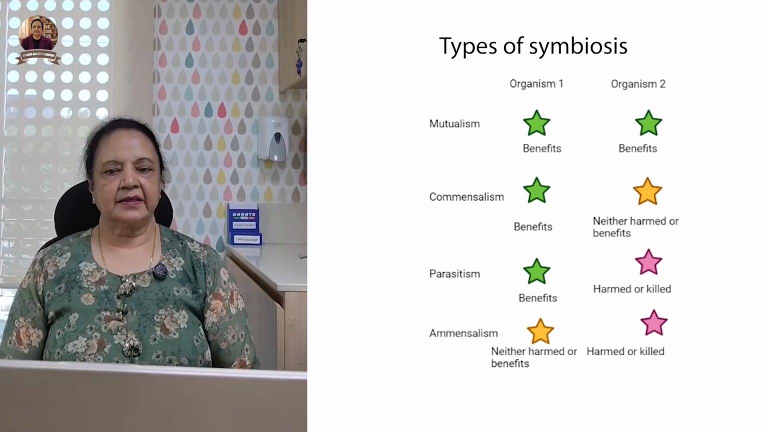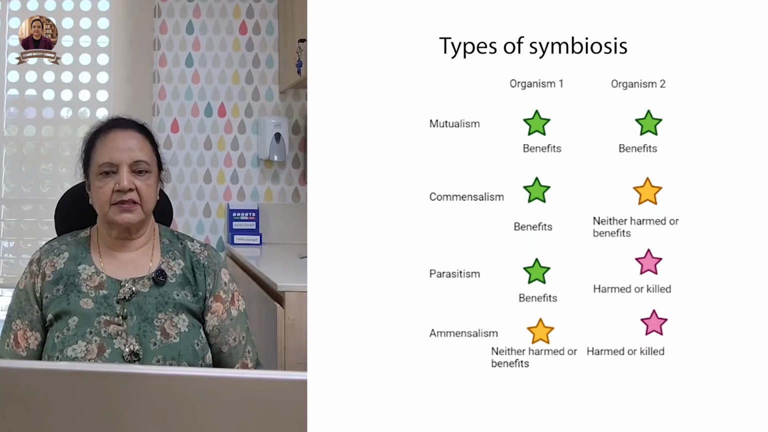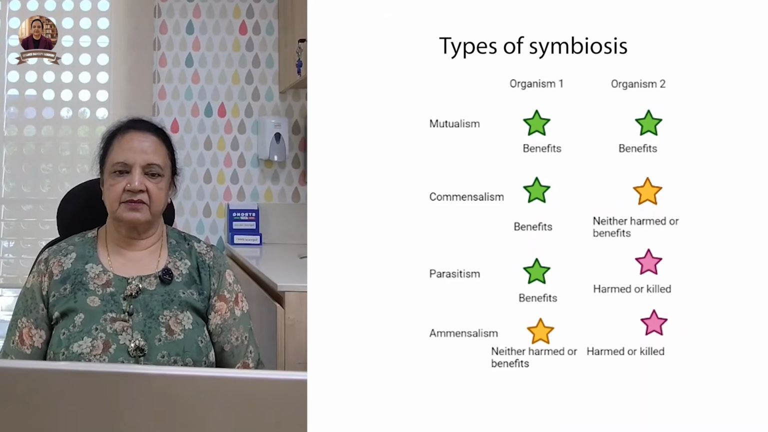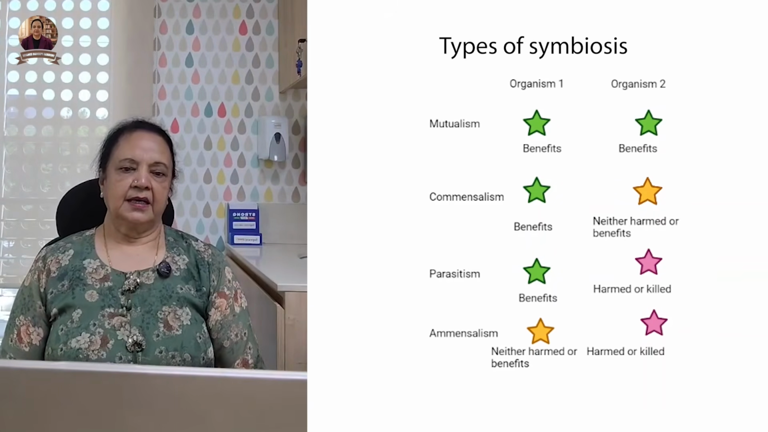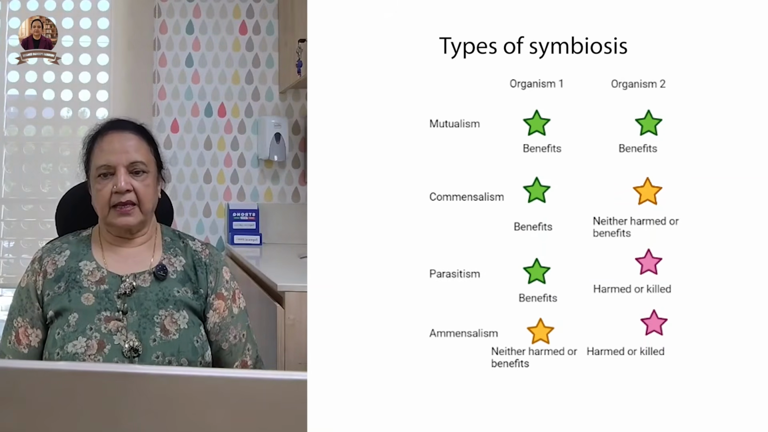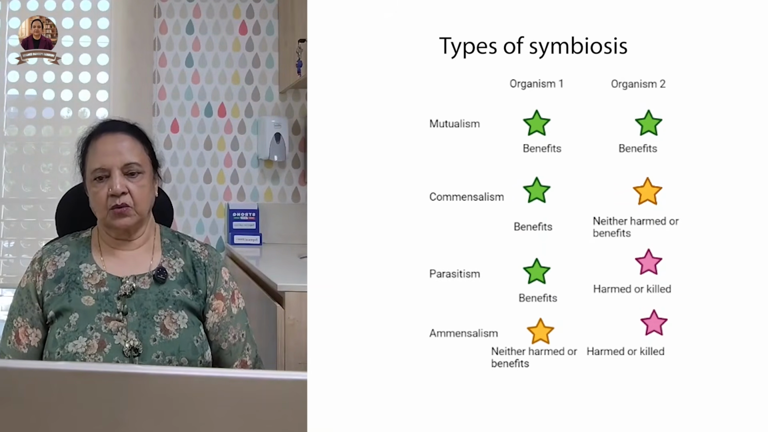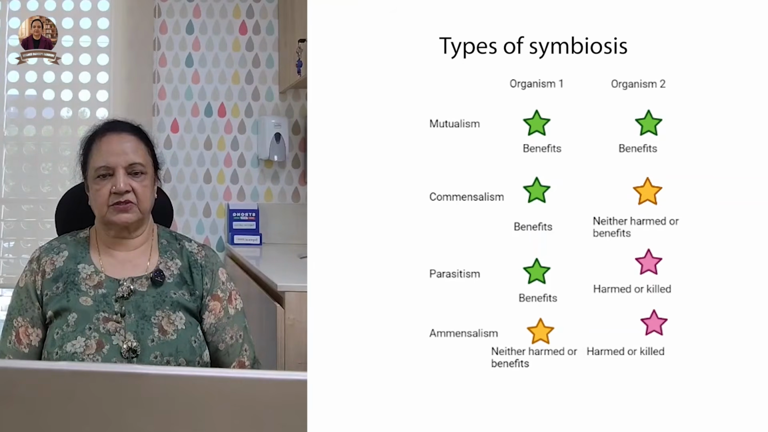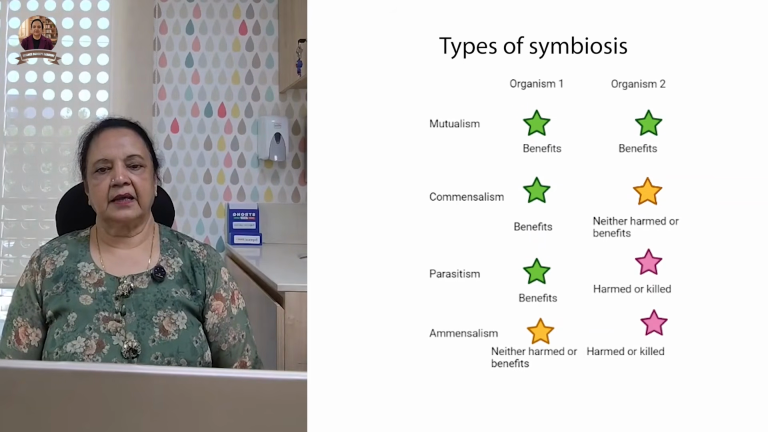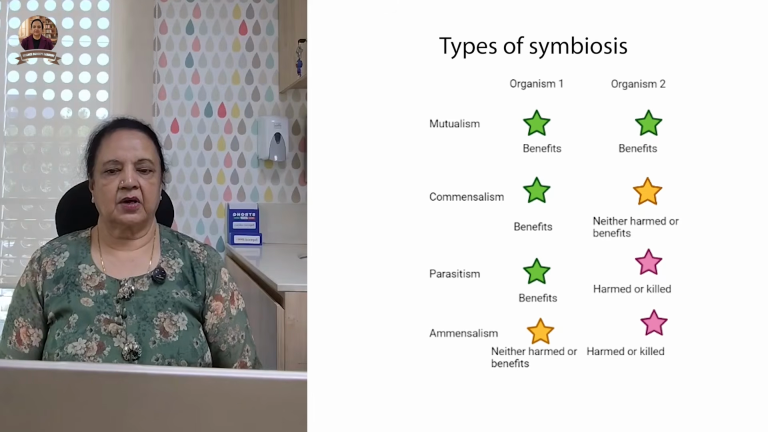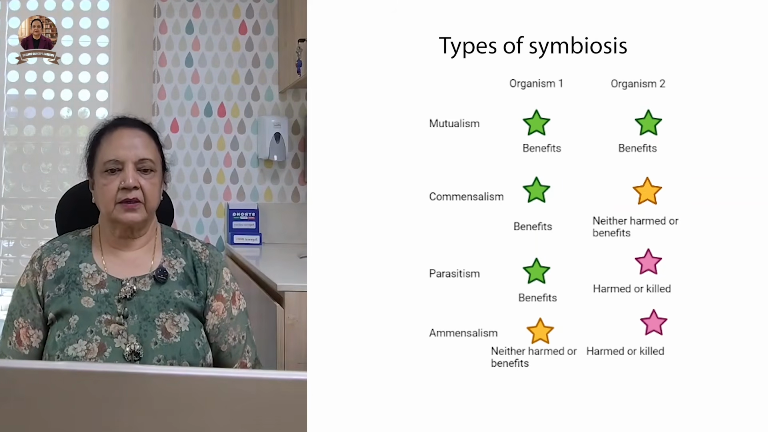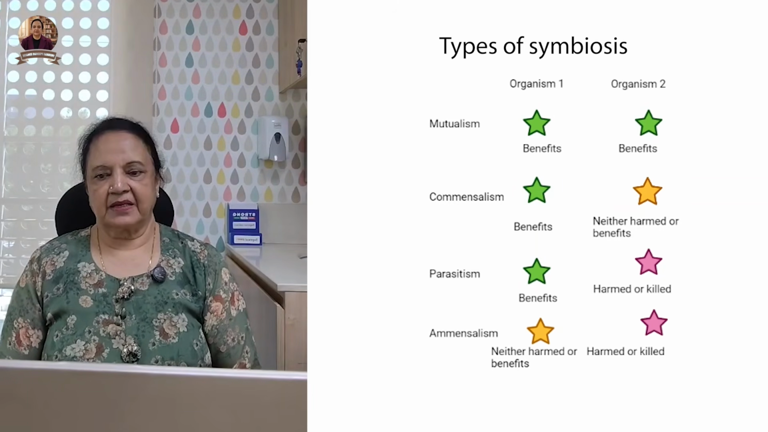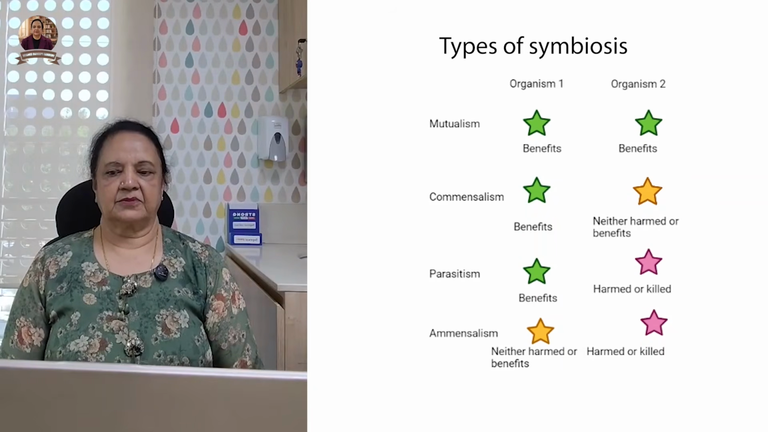Third, parasitism, an interaction where one organism, the parasite, lives in or outside the body of another organism, the host, from which it derives nutrients, causing harm to the host. Example, a tick, the parasite, living on a dog, the host, feeding on its blood. The tick benefits, the dog is harmed.